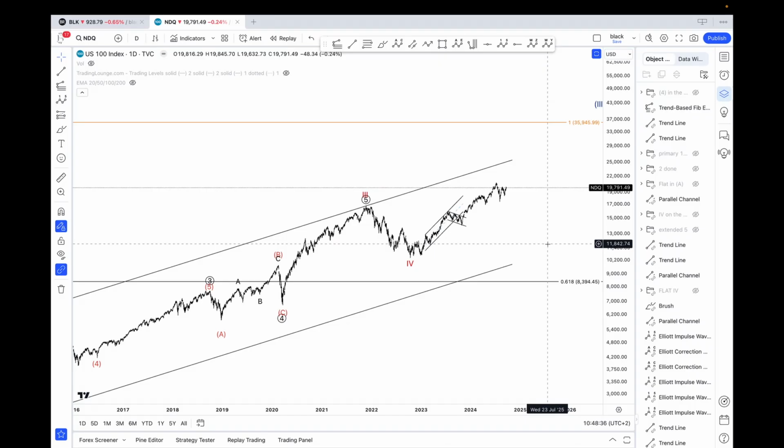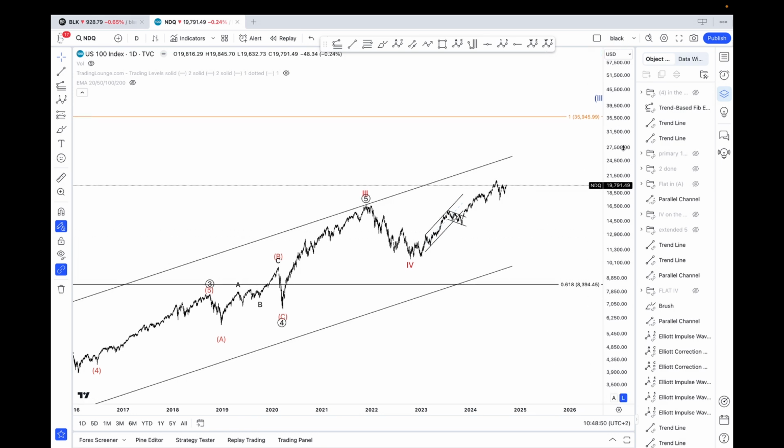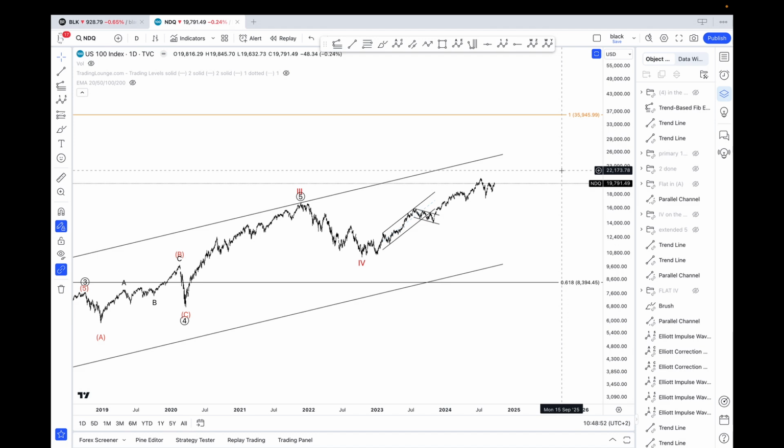Hello, this is Elliott Wave, and as promised, here we are with Nasdaq. Again, today is Saturday 21st. This video is going to be posted, I think, on Monday, so nothing's going to change because it's a weekend, but let's see what is happening and what could be happening as usual using the Elliott Wave Theory.